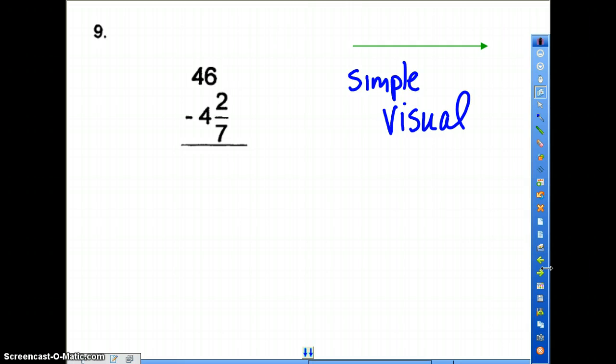Number 9 is always going to be a whole number subtracting a mixed number. And before I do this problem, I want to show you a simpler one, okay? Because the process is exactly the same.